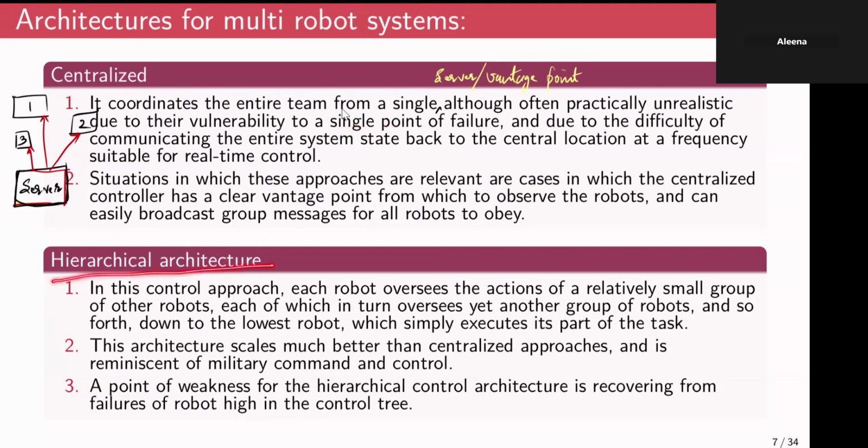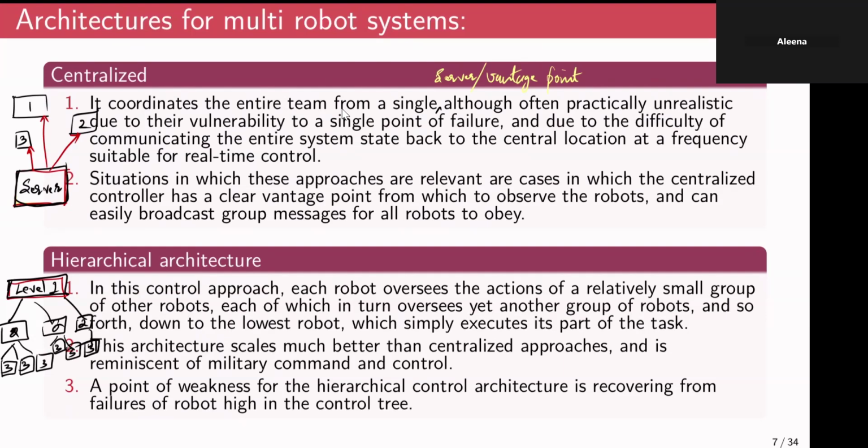And the second definition is hierarchical architecture. In this control approach, each robot oversees the action of a relatively small group of other robots, each of which in turn oversees yet another group of robots, and so on and so forth. So in this case, we have one robot at the top level. Maybe I'll depict this as level one. The task at level one can be delegated to multiple robots at level two. Maybe I'll denote all the robots on level two as number twos. And then they would delegate their tasks further down the line to level threes, and so on and so forth.